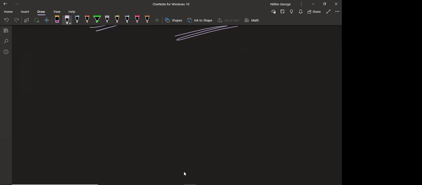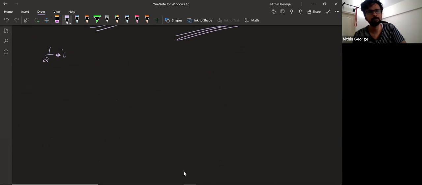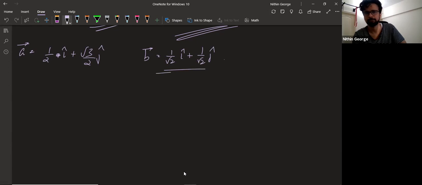So, suppose one vector is 1 by 2 i cap plus root 3 by 2 j cap. Okay, this is the A vector. And there is some B vector, which is 1 by root 2 i cap plus 1 by root 2 j cap. You know where the A vector and B vector are because of these values. So B vector is here and A vector is here.